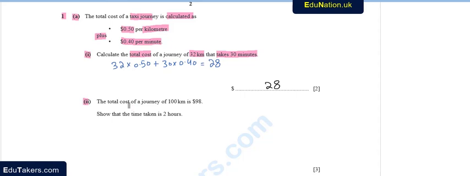Second part: the total cost of a journey of 100 km is $98. Show that the time taken is 2 hours. Let's say the time taken is x hours and the journey was of 100 kilometers. So 100 kilometers at $0.50 per kilometer, plus x hours at $0.40 per minute, multiplied by 0.40, and the total cost of the journey is $98.